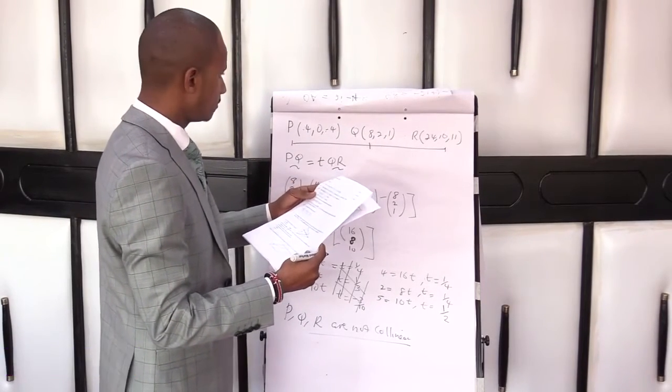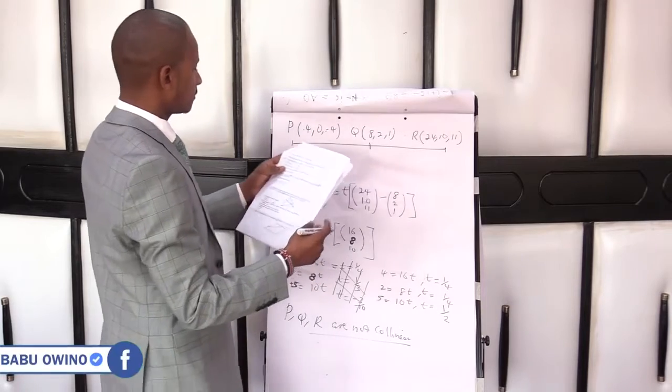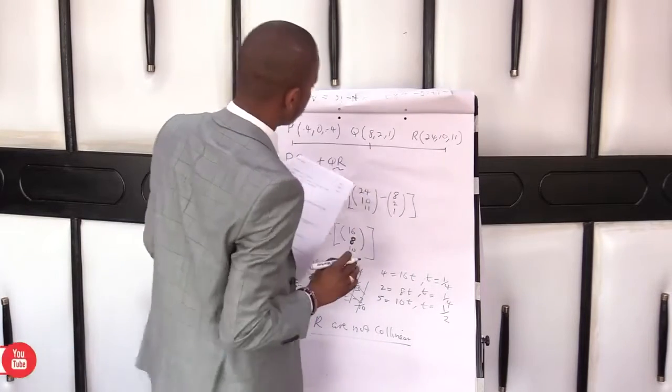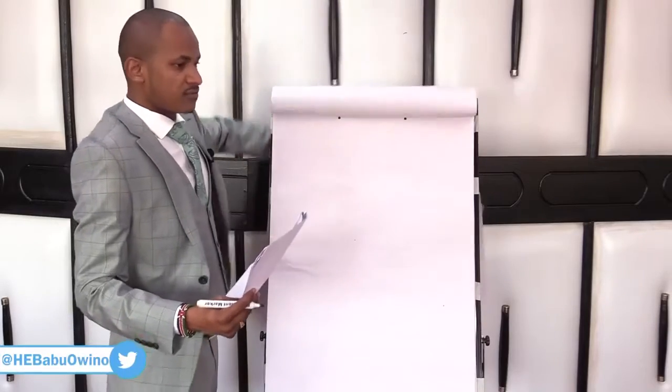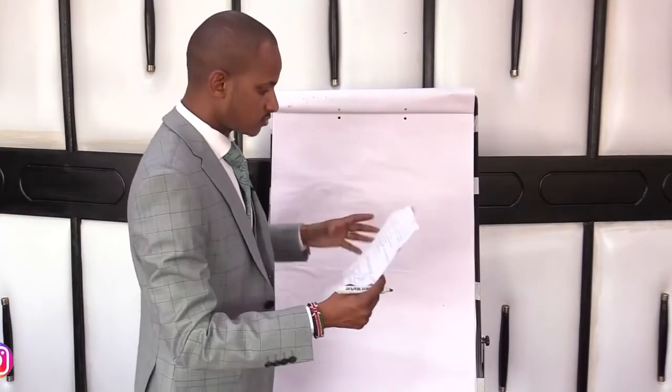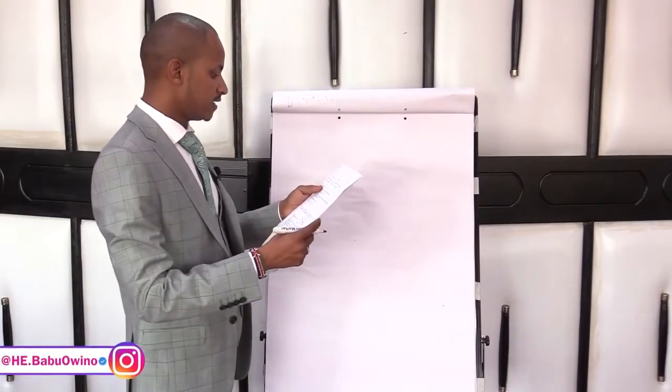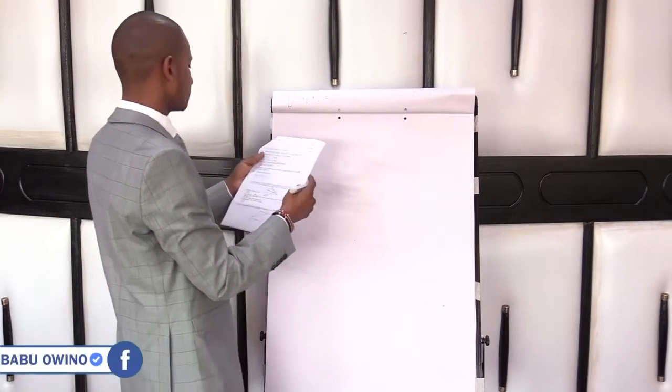Exactly, class. So they are not collinear. So that's it. If you find like that, then you just conclude by saying that those points are not collinear. The next question, very fast.